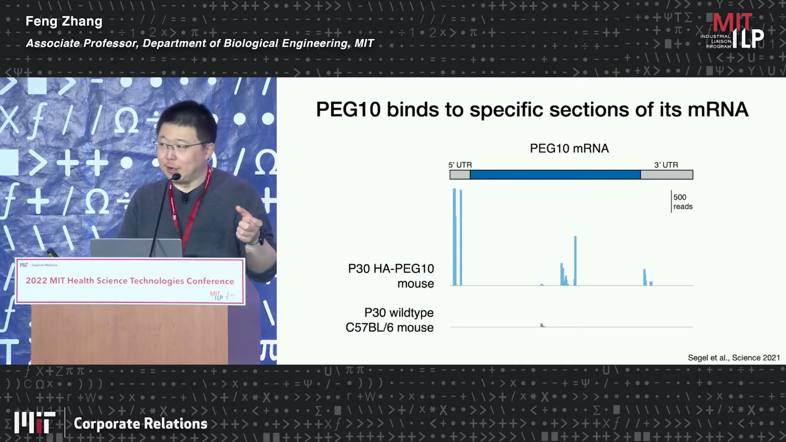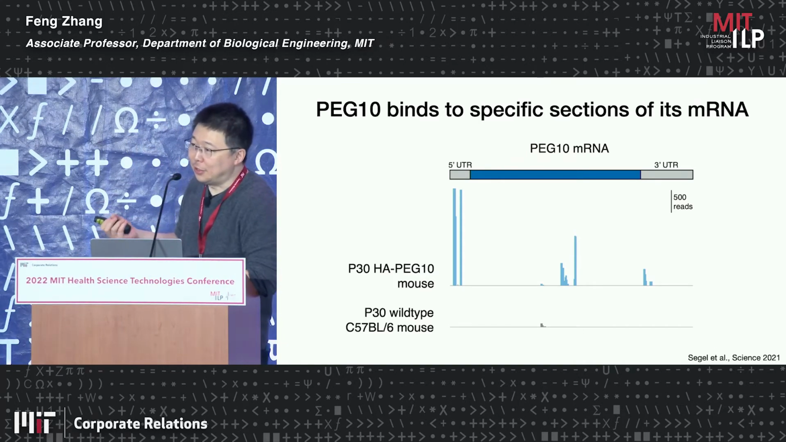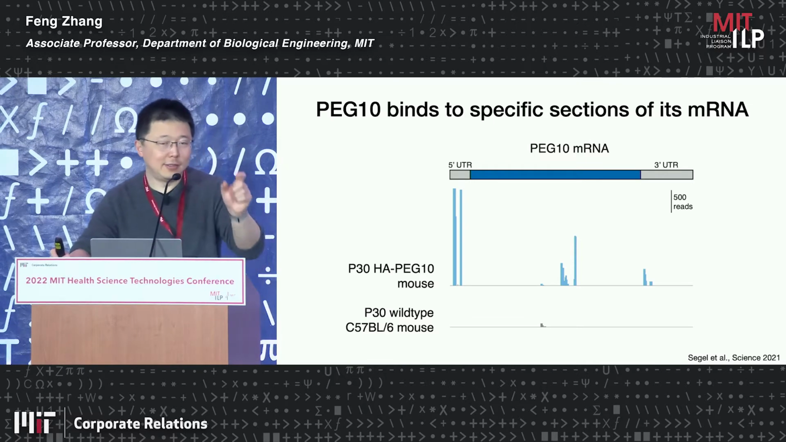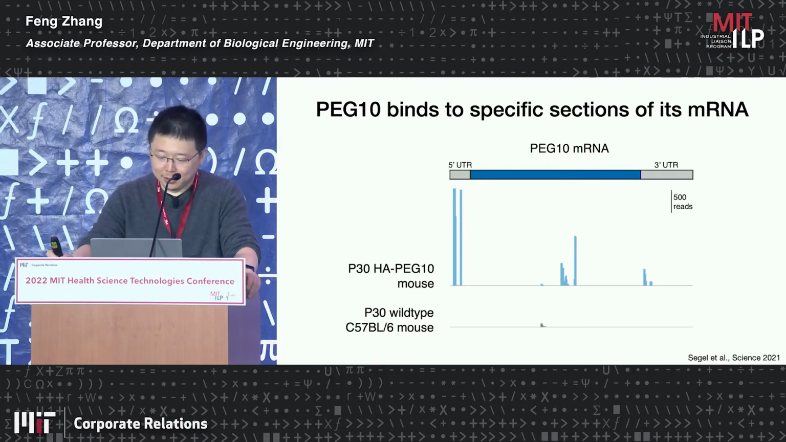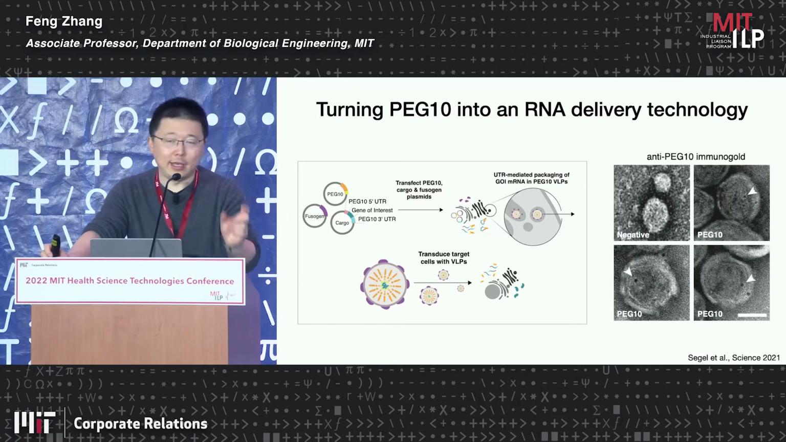We analyzed this RNA more thoroughly. And what we found is that there are specific segments of the RNA that interact with the PEG10 protein. Those regions are located in the 5' and 3' UTRs, as well as in the middle segment of the PEG10 gene. So these are binding motifs that interact with the protein. Based on that, we thought maybe we can take advantage of these packaging motifs to engineer other synthetic RNA molecules for loading into the PEG10 capsid.